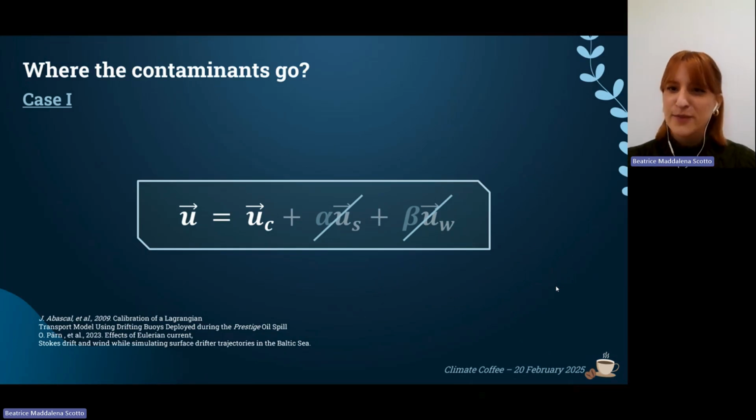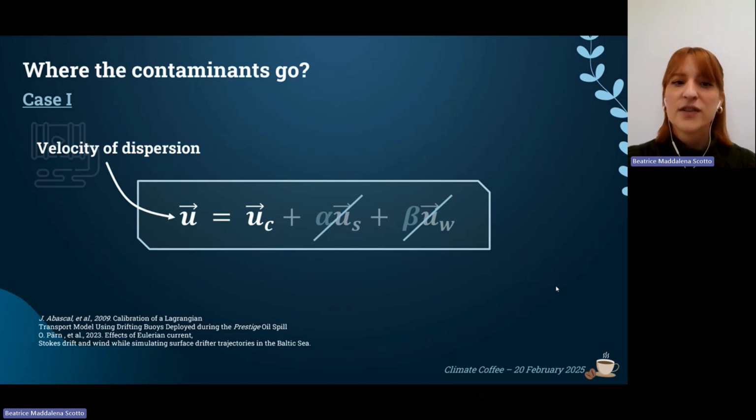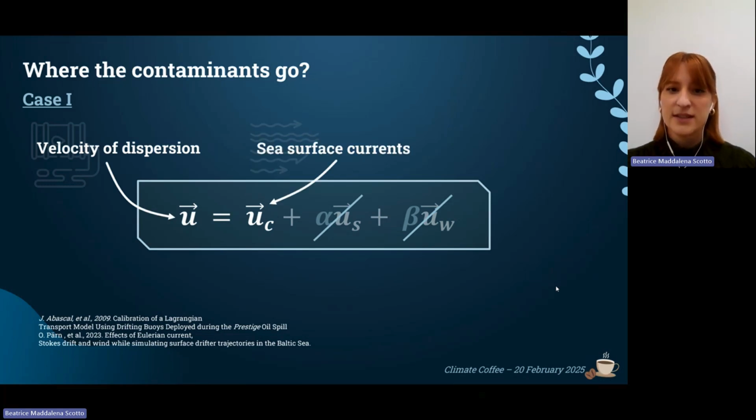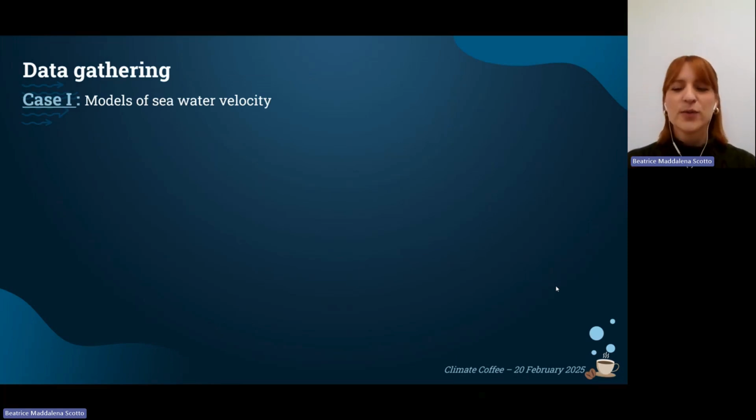So as I've previously mentioned, we will have two cases. The first case is considering the velocity of dispersion only equal to the sea surface current's velocity. And so to then make it operational, we needed real data. And we chose to compare different ocean models that provide the sea surface currents. And why did we choose that?